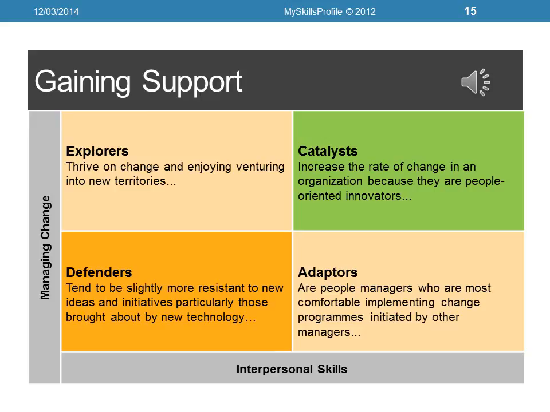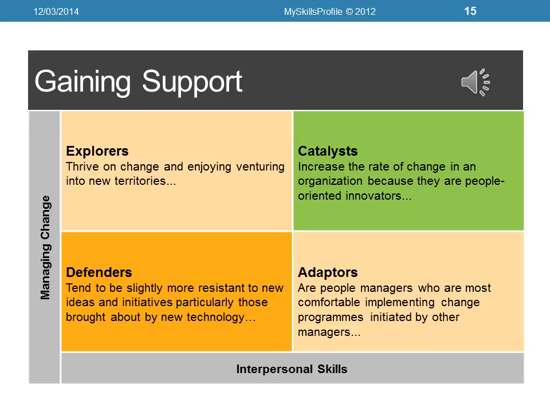Adapters are people managers, who are most comfortable implementing change programs initiated by other managers, for example, by headquarters. Adaptive leaders have the people skills to gain support for change, but tend to lack the creativity and drive to personally initiate radical change in an organization.